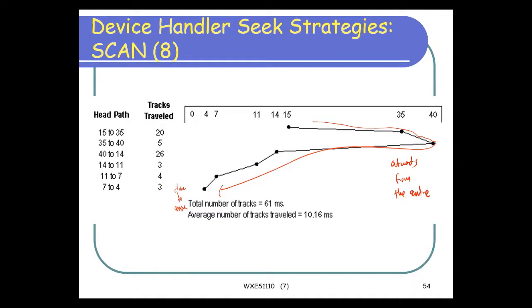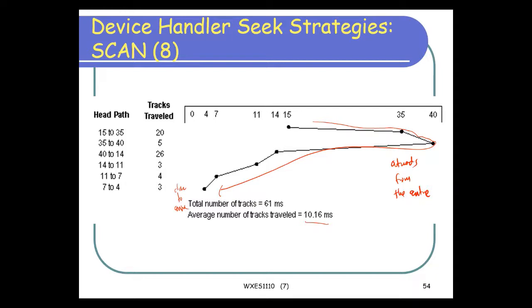So the total number of tracks is 61 and the average number of tracks traveled is 10.16. So if you compare with SSTF, SCAN eliminates the possibility of indefinite postponement of requests in out-of-the-way places, meaning the places farthest away from the current location.